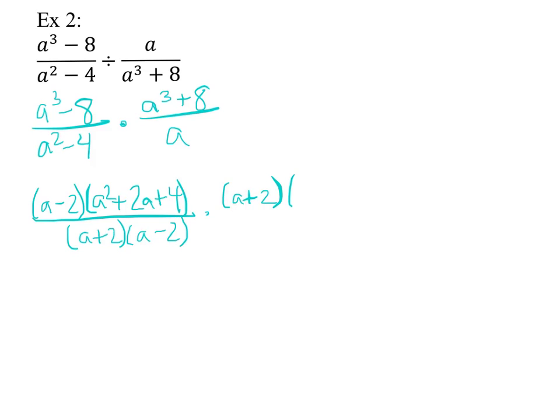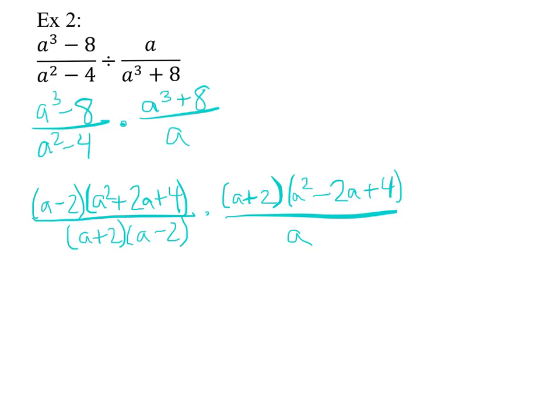Square the first term to get a squared. Change the sign. Multiply together. And then square the last. And then notice the denominator, you can't do anything with that. So I'm just going to get a.